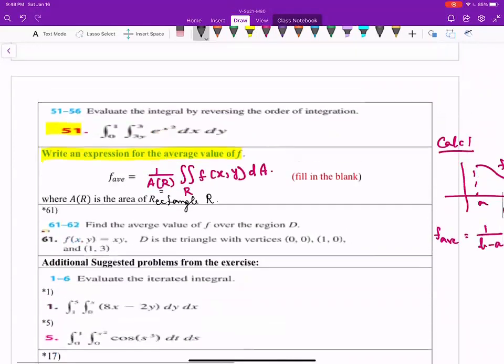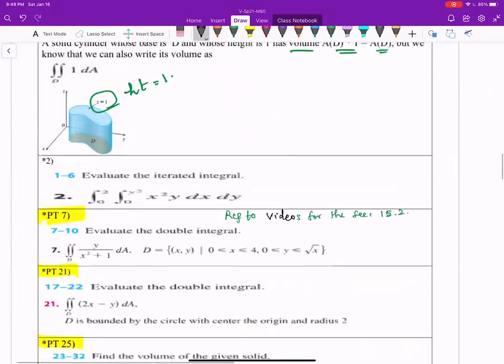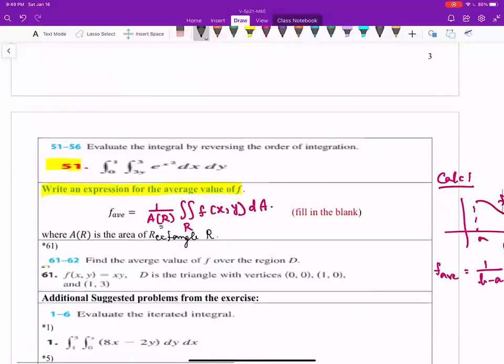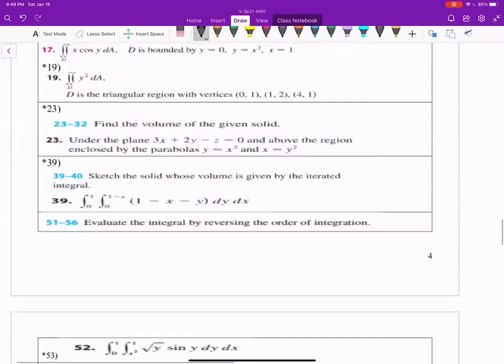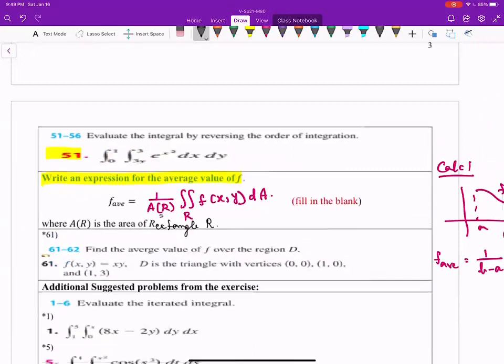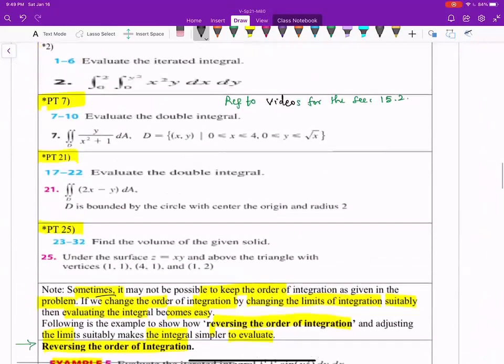Then, as I said earlier, you may want to refer to problem numbers 7, 21, 25, and all these problems are done, including number 51. All these are reversing the order of integration. There is one more problem for you to refer to in the videos for section 15.2. Please refer to those videos for additional suggested problems.